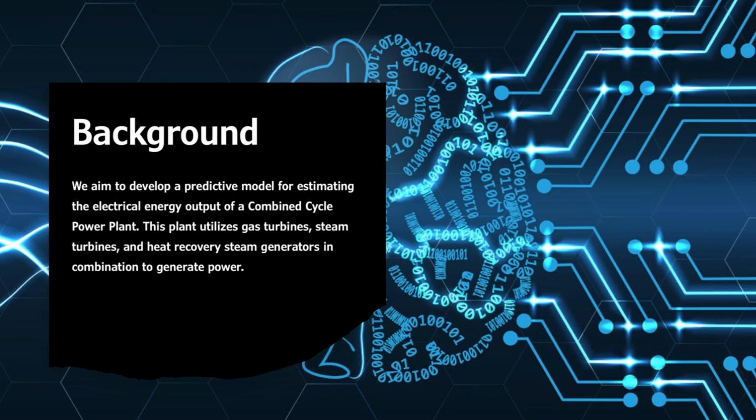As part of this, I am trying to develop a predictive model for estimating the electric energy output of a combined cycle power plant. This plant utilizes gas turbines, steam turbines, and heat recovery steam generators in combination to generate the power. As we all got one CSV file with some existing data, we'll be using that.